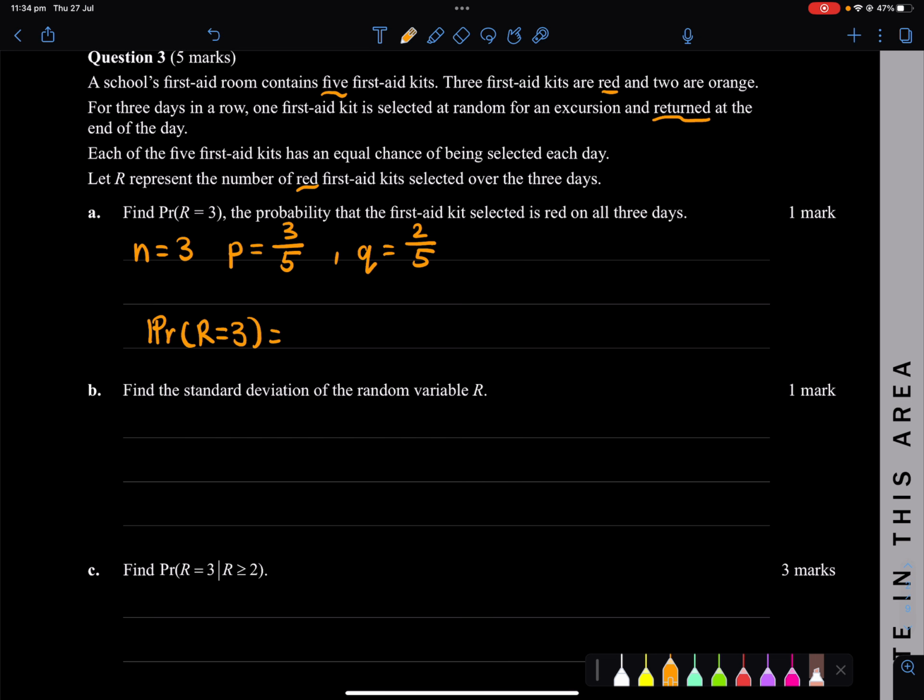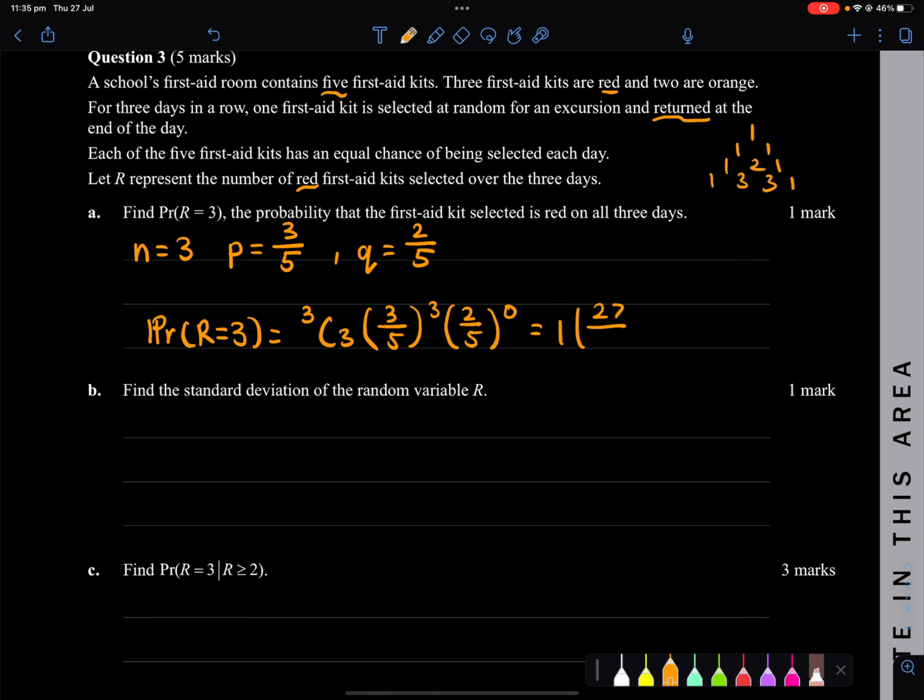So it will equal 3 choose 3, times the probability of success, 3 on 5, cubed, times the probability of failure, which is 2 over 5, to the power 0, which will equal... okay, 3 choose 3, what's that? It'll be 1. 3 to the power 3 is 27. 5 to the power of 3 is 125. And the other one becomes 1. So your answer here should be 27 over 125. I hope that's right.